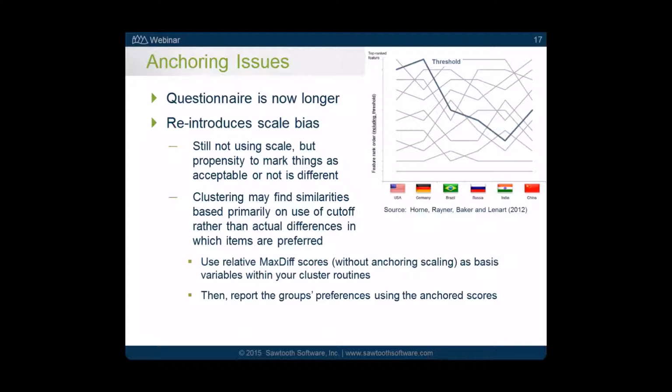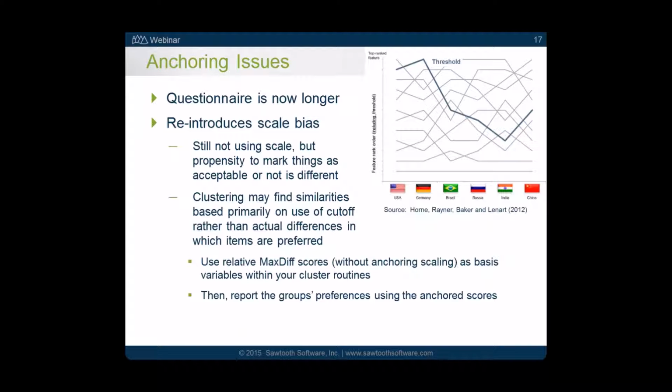One thing that people pretty quickly realized, and this was again some of the research done by Horn, Rayner, Baker, and Leonard, was that although we're not using a rating scale, what we've effectively done by bringing in the anchor is that we've reintroduced scale bias, the fact that some people use rating scales differently than other people. And what they found, in this chart on the upper right here, is a really neat thing. They had about a dozen items and a threshold, or the anchor score there, and you can see the anchor's in the bolded line.